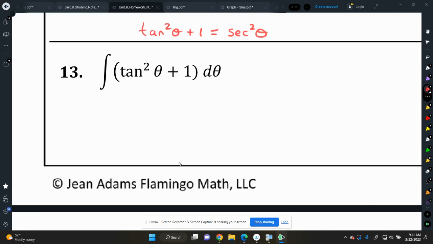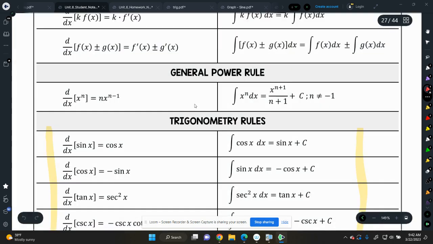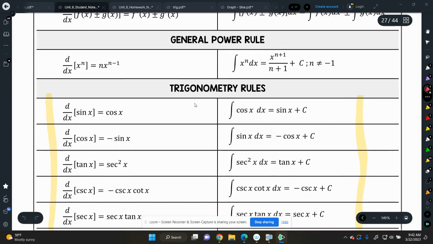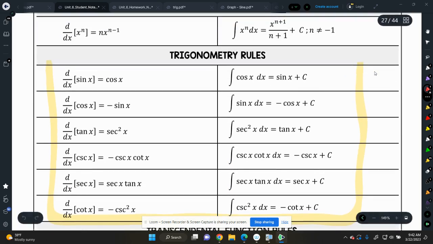Okay, and the reason I saw that was I'm thinking in my head, what do I take the derivative of to get tangent squared? Nothing, because what's the derivative of tangent? Secant squared x. Okay, what's the derivative of secant? Don't we have these listed somewhere for you? In your trig notes on your unit 6 notes that I gave you, right on page 25. Refresh your memory, right? The derivative of tangent is secant squared. The derivative of secant is secant tangent.